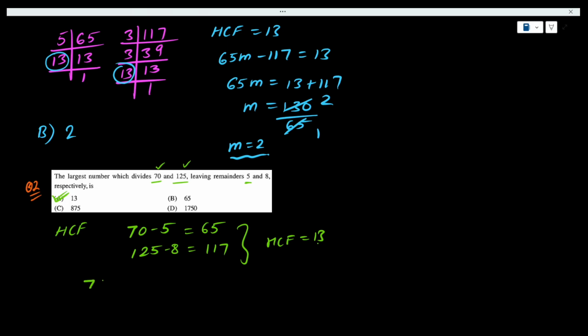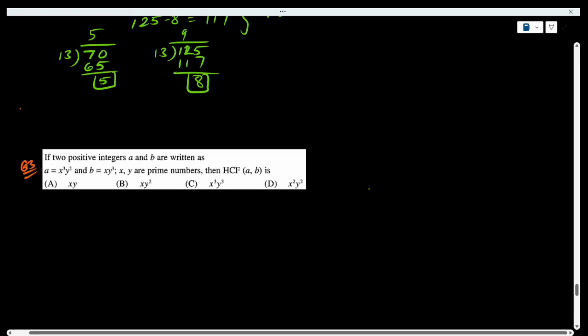How can you cross check? You can divide 70 by 13. 13 5s are 65. You can see that it's leaving remainder 5. And 125, if you divide by 13, 13 9s are 117, and you will see 125 minus 117, 8 is the remainder. So this is the way you can cross check your answer also. So your option number A, 13, is the right option.